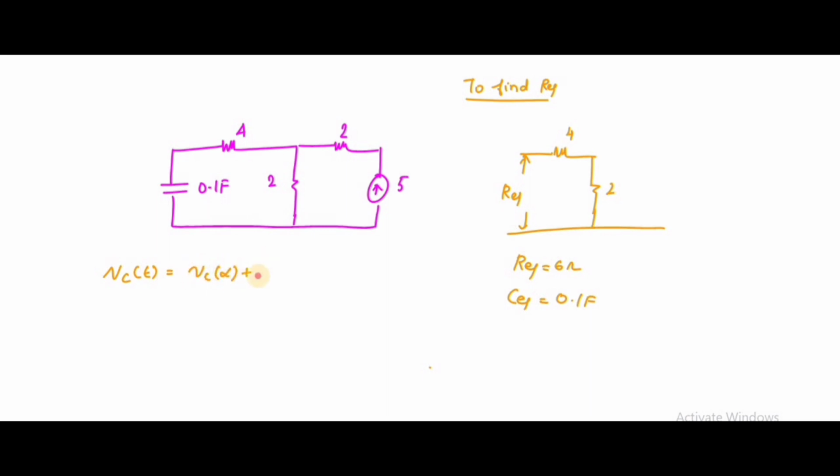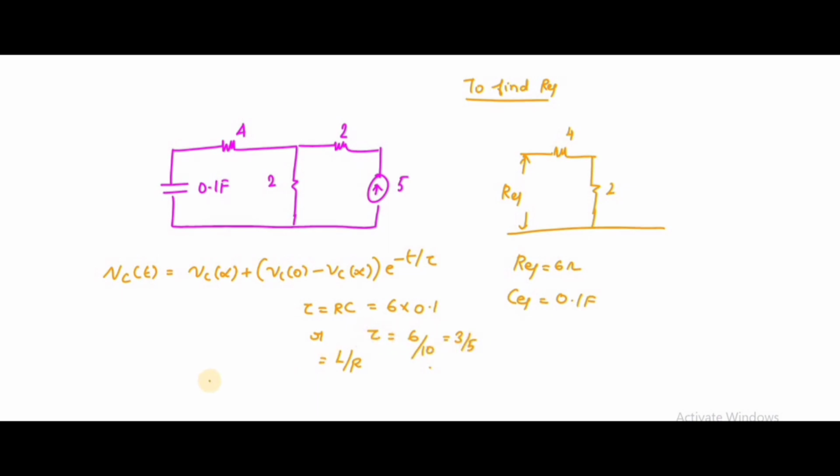So we know that Vc of t is equal to Vc of infinity plus Vc of 0 minus Vc of infinity into e power minus t divided by tau, where tau is equal to RC, and RC is nothing but R equivalent C equivalent, or I can write it as L by R if I have only resistance and inductors. You substitute the value of R and C, you will get tau is equal to 3 by 5.